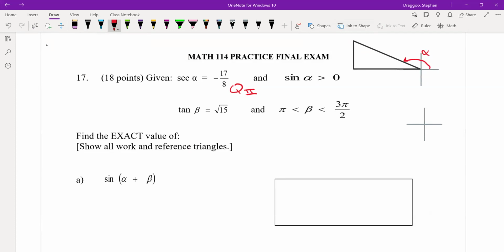Secant of alpha is negative 17 over 8. Secant being hypotenuse over adjacent. So 17 for the hypotenuse, 8 for the adjacent side. We're in the second quadrant, so the negative should get attached to the x value. And then we'll set up a Pythagorean theorem to get our missing side y. We should find that it is 15. 17 squared minus 8 squared. And will get us to 15.